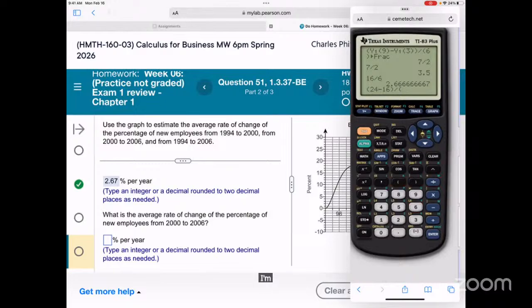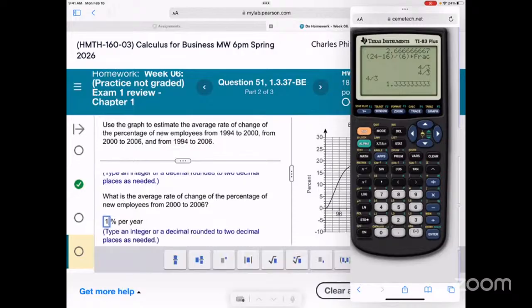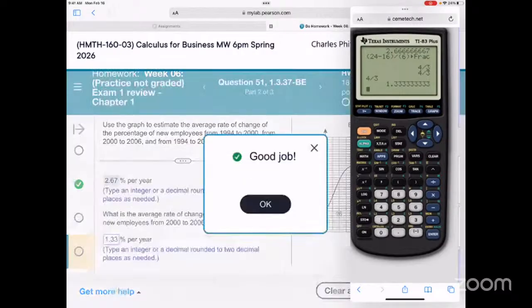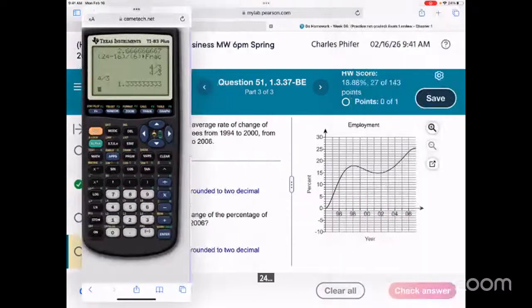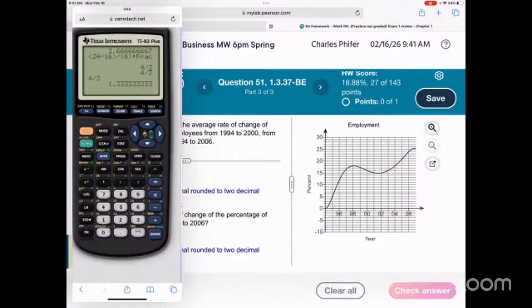I'm going to hit math, as a fraction. The decimal is at 1.33% per year. So 1994 to 2006: 24 divided by 12 is at 2% per year.